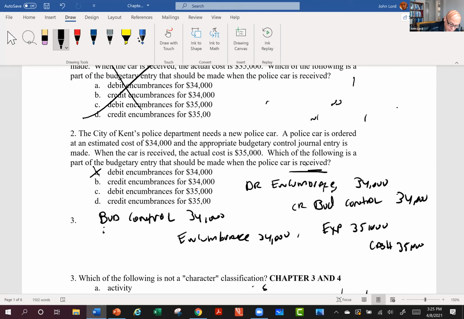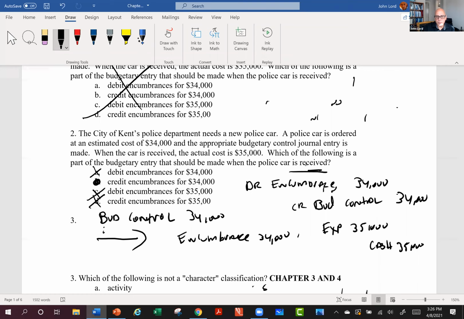Did I credit encumbrances for $34,000 when the police cars got here? Yes. Okay, I debit encumbrance. That was never done at all. Credit encumbrances for $35,000. That was never done. So the answer here is B. Question?